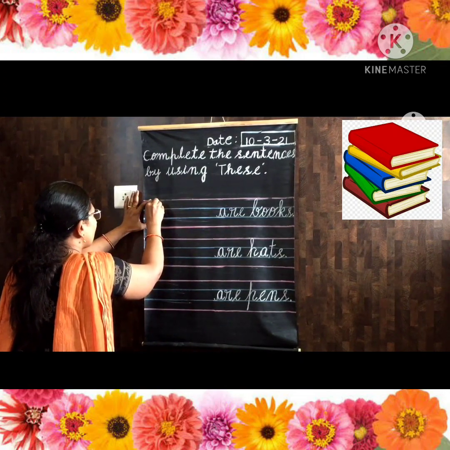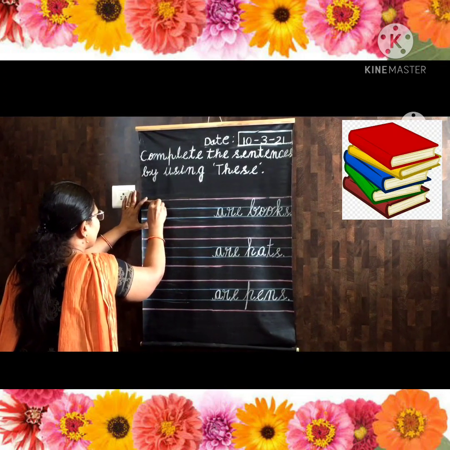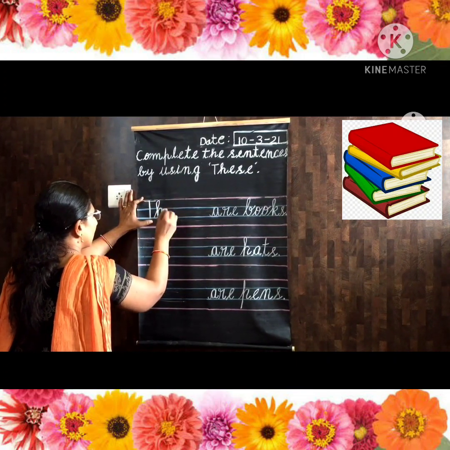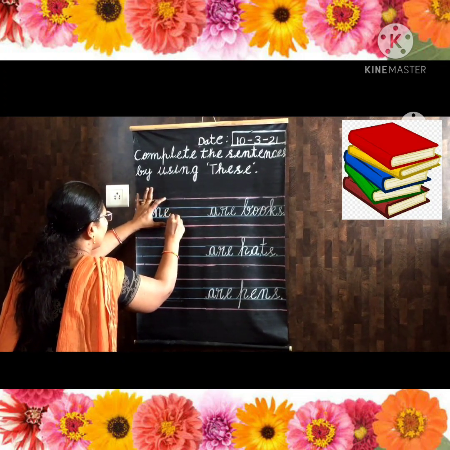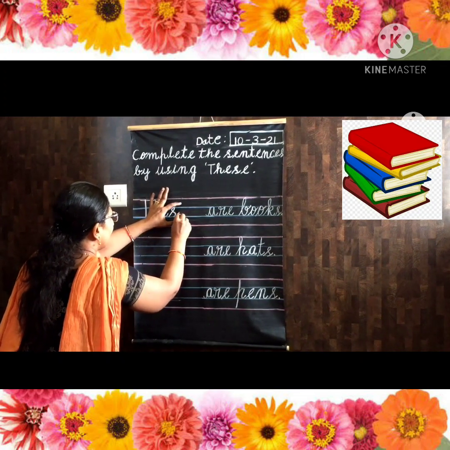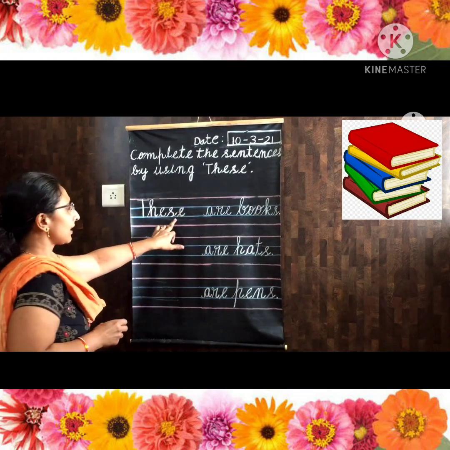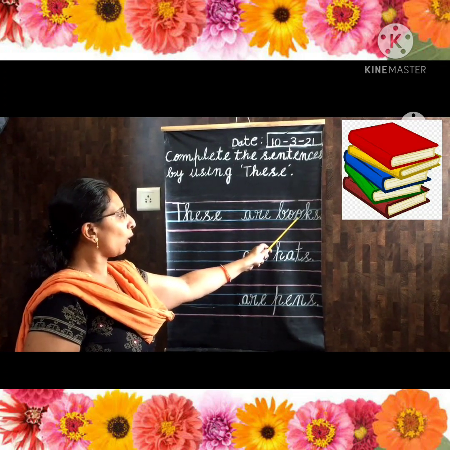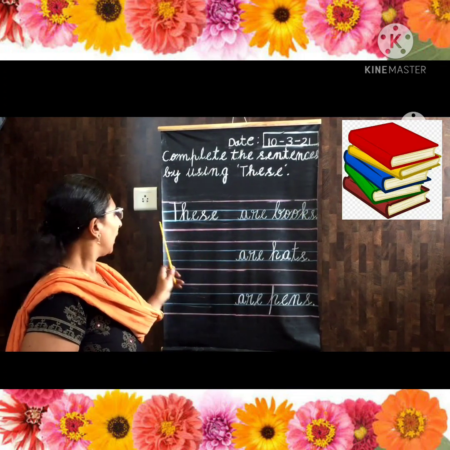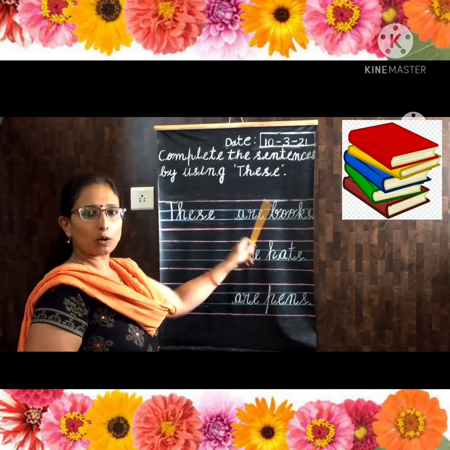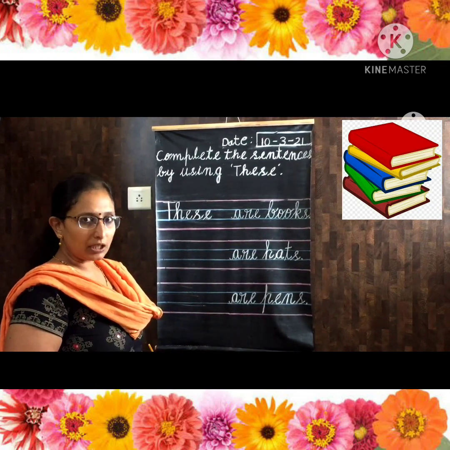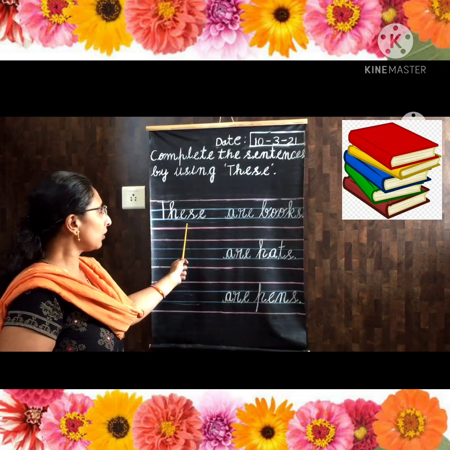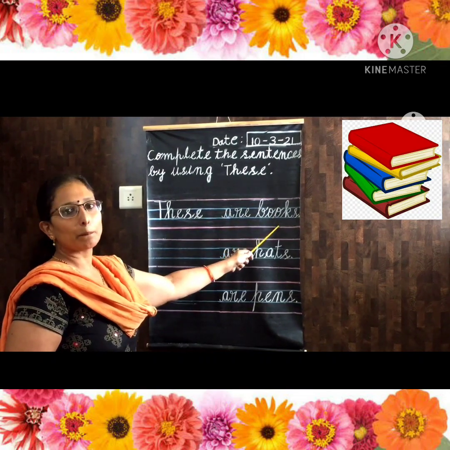So, T, capital letter T, H, E, S, E, these, A, R, E, B, O, O, K, S, books. These are books. Fine. So, the books are very near to you and it is more than one. So, we are going to use these are books.